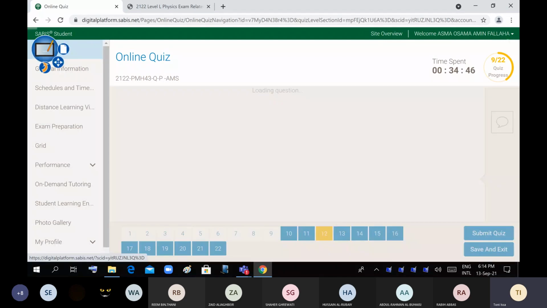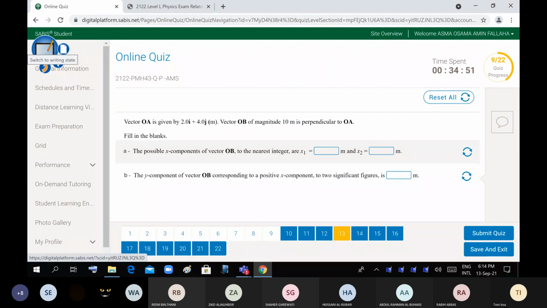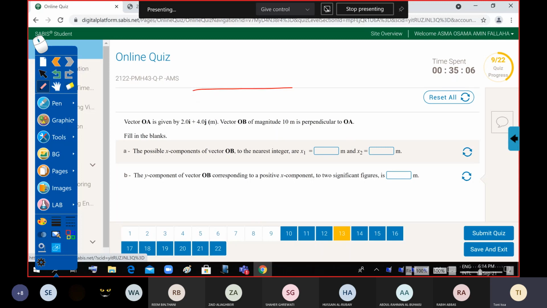13. Here we have vector OA is given by 2i plus 4j. Vector OB is 10 meters and is perpendicular to OA. What are the possible x components of vector OB to the nearest integers? Okay, what do we have here? We have vector OA, it's 2i plus 4j. If we want to draw vector OA, 2i means this, and 4, 1, 2, 3, 4. This is vector OA.